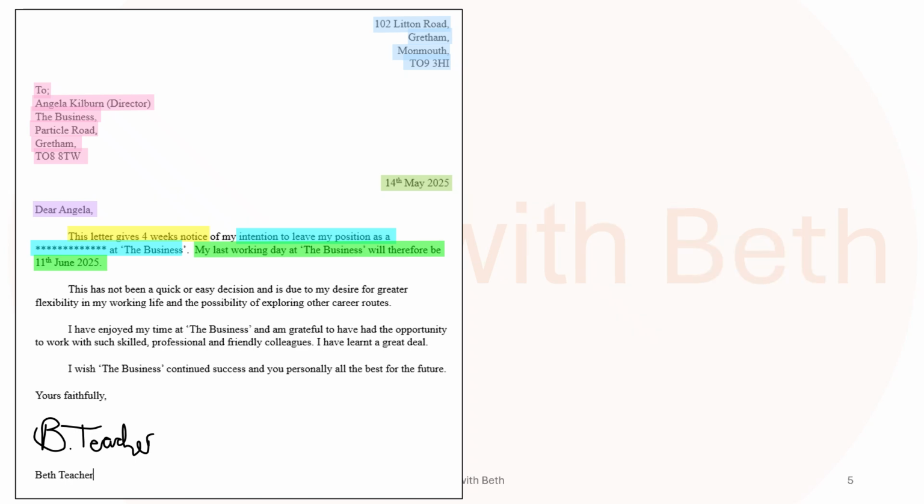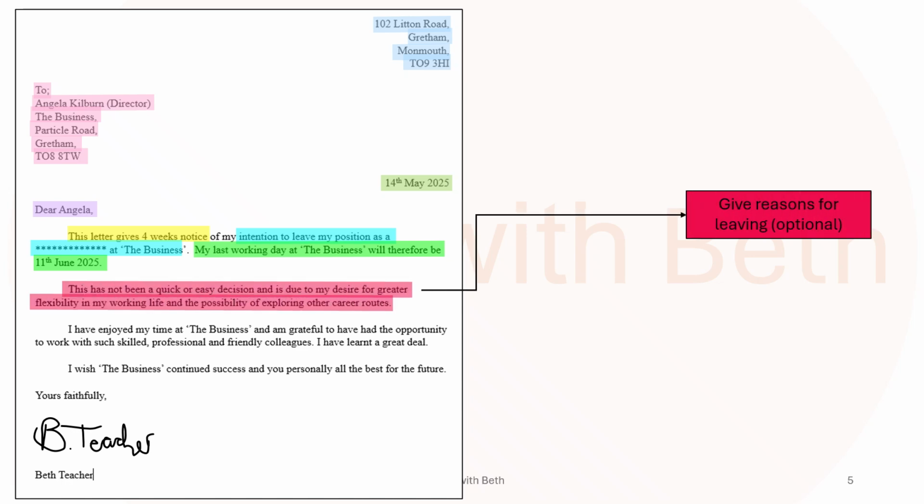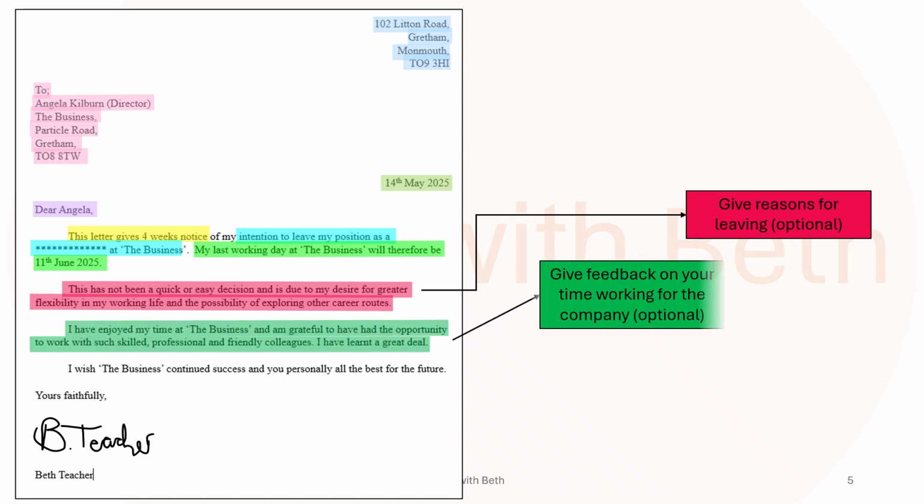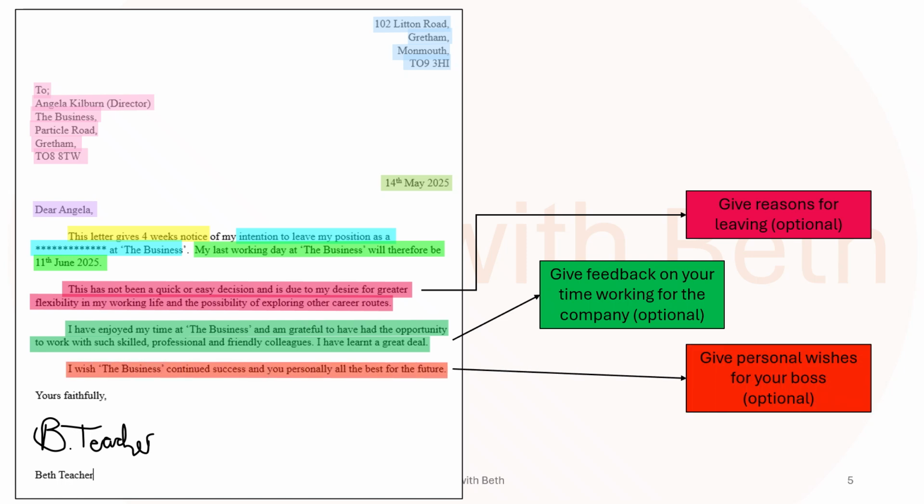The next 3 paragraphs are optional, depending on your relationship with the company where you work or your own feelings. So I included a paragraph giving reasons for why I was leaving. Then I gave some feedback on my time working for the company. And finally, I gave personal wishes for my boss, because we had quite a good relationship.